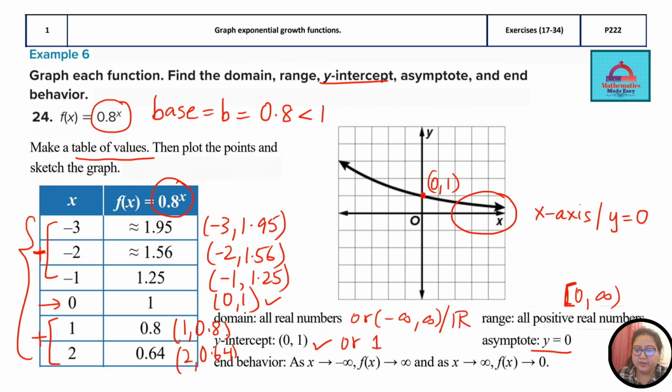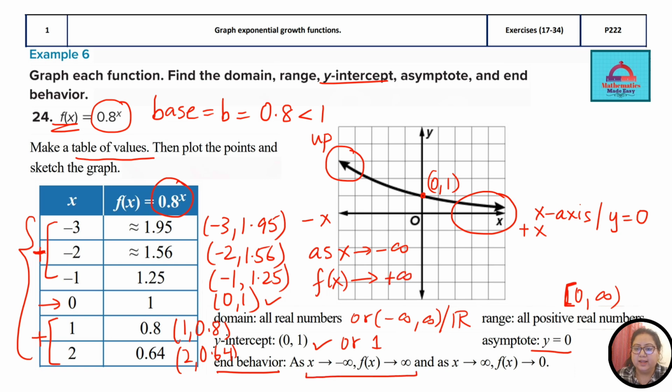The last part is end behavior. So I will explain it here on the graph. This is the negative x-axis, this is the positive x-axis. So where is this graph going? It's going up. So as x goes to minus infinity, I put the sign minus infinity because we are on the negative side of the x-axis. Where is f(x) going? The function given is f(x), so I will use f(x). It's going up, so it means it is going to plus infinity. So this is the end behavior on the left side.